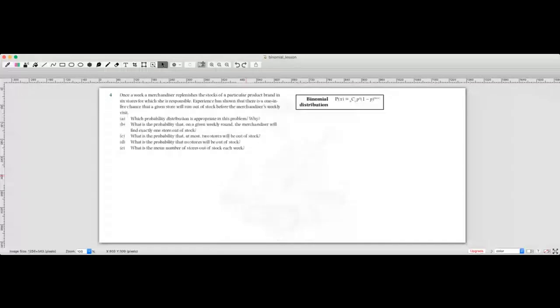And so what this actually covers is, let me just share my screen to help give you a better idea. Just let me know if you can see this whiteboard. It says binomial distribution on the right in a block, and then it says once a week a merchandiser replenishes, etc.